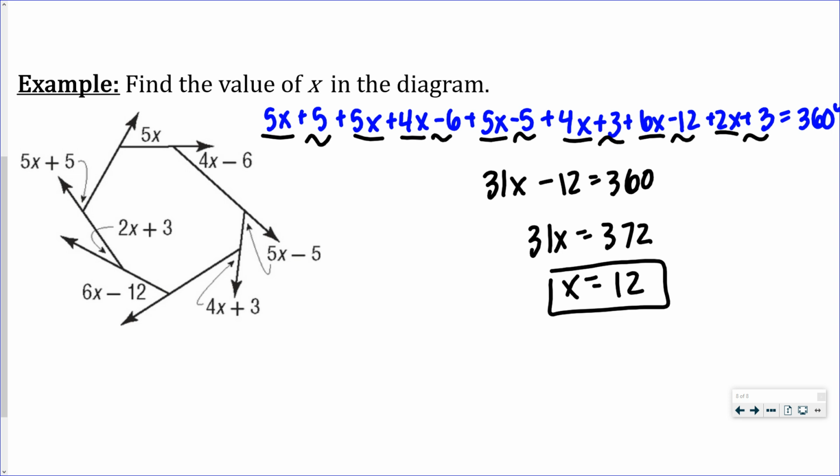Two big ideas. Sum of the interior angles: you take your number of sides minus 2, times 180. Sum of the exterior angles: always 360. Those are our two theorems for the first lesson.